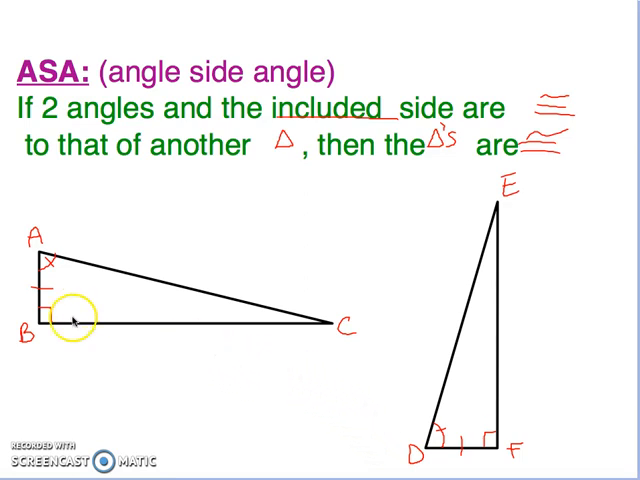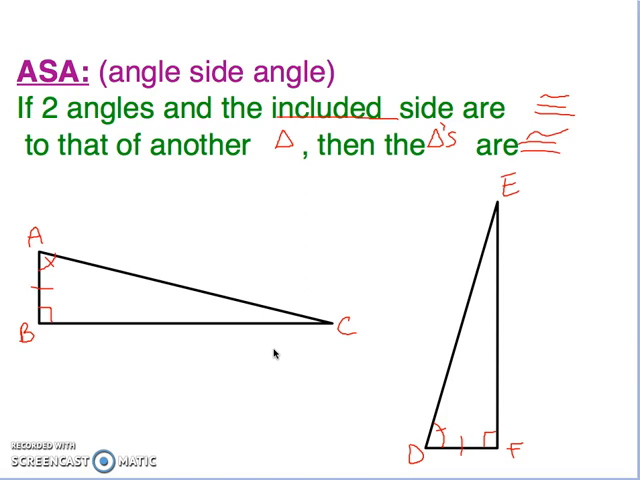B would correspond with F. The side that is in between the two angles is the side that's marked congruent. So again, you have to pay attention to the order in which the stuff in the triangle is marked.